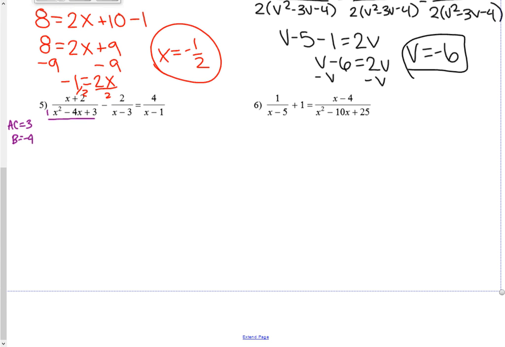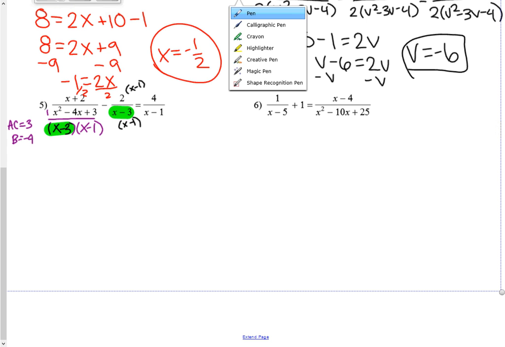Since my a value is 1, I know I can use my shortcut method. The two numbers that multiply to a positive 3 and add to a negative 4 are going to be negative 3 and negative 1. Well, that works out pretty nicely because I notice my other 2 fractions, those are the 2 denominators that I have. So in the second fraction, I have x minus 3, but I'm missing that x minus 1. So I'm going to multiply my second fraction by x minus 1 over x minus 1.